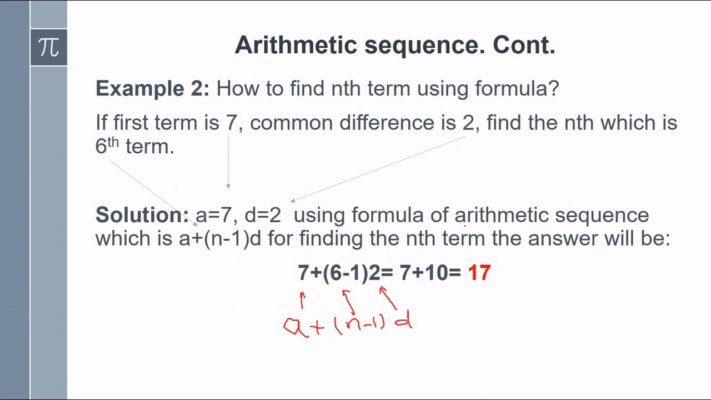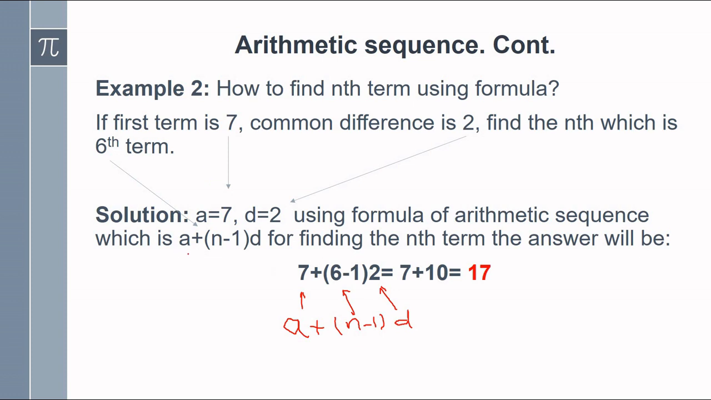So let's see, if we are given a problem to find the nth term using the formula, how will we find that? If the first term is 7 and the common difference is 2, find the nth term, which is the sixth term in the sequence. We can easily see that the first term is 7, which is a, the common difference is 2, which is d, and we are asked to find the sixth term of the sequence.